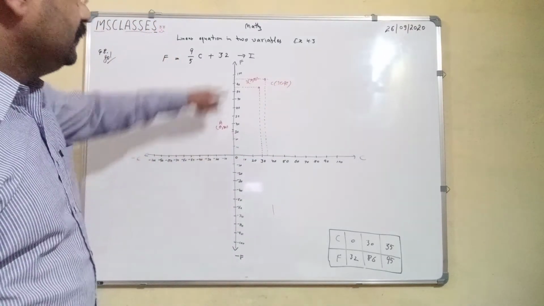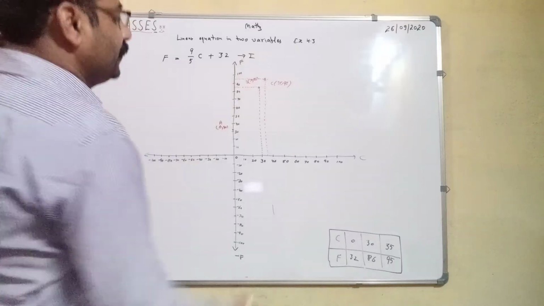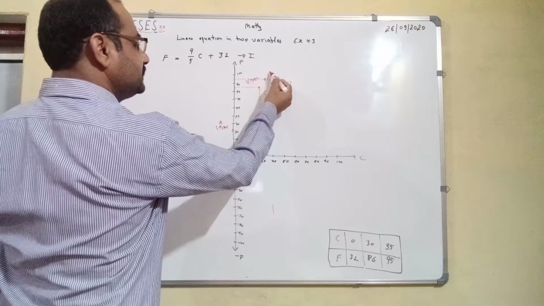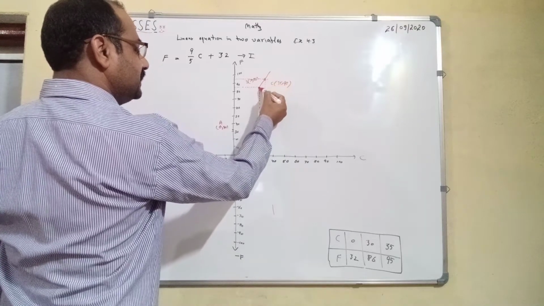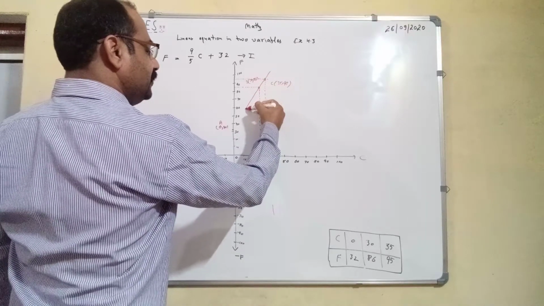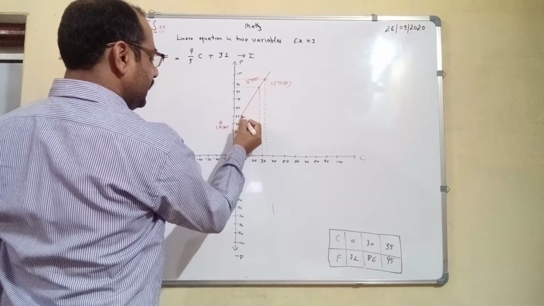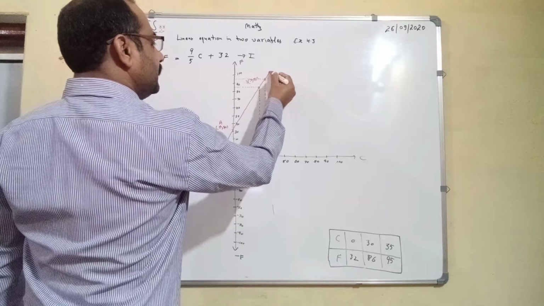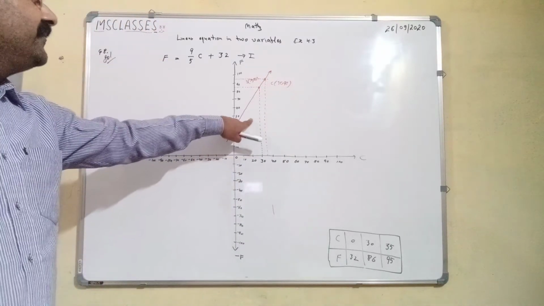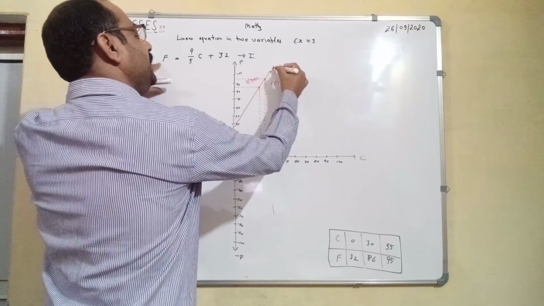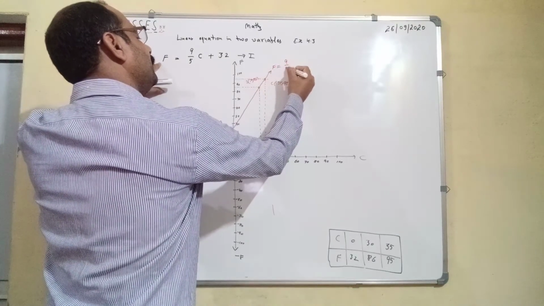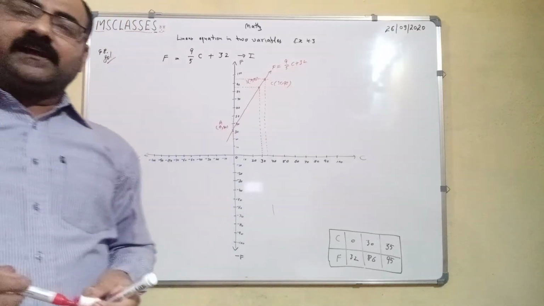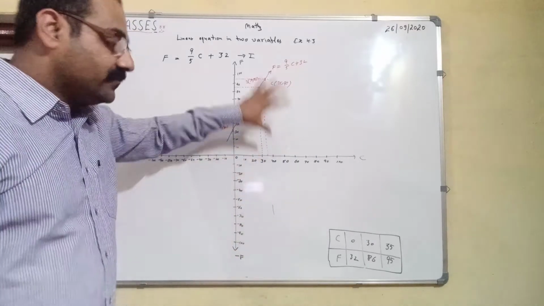Now guys, you have to join these 3 points. This is A, this is B, and this is C. Join these 3 points very carefully. You see that we have a straight line, which represents the graph of Fahrenheit is equal to 9 over 5 C plus 32.